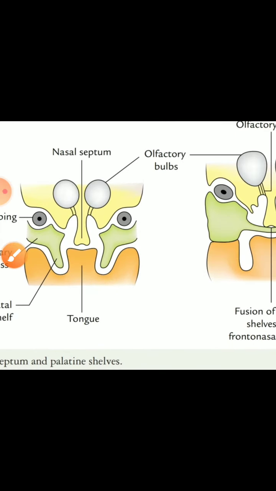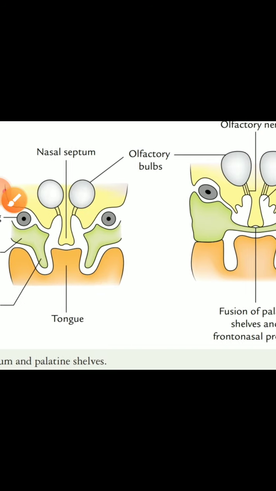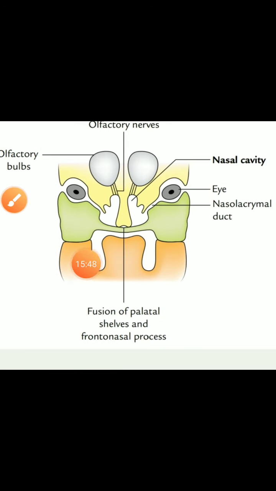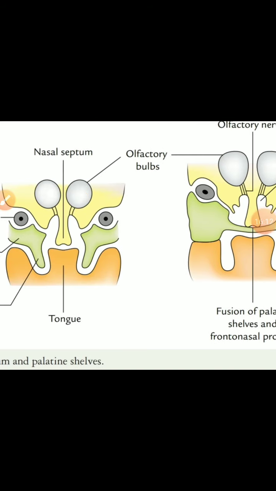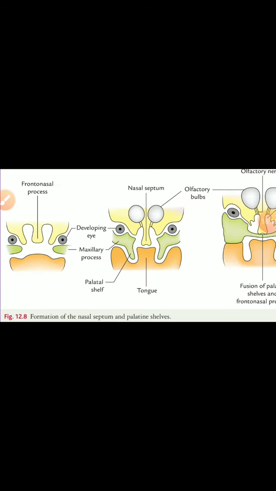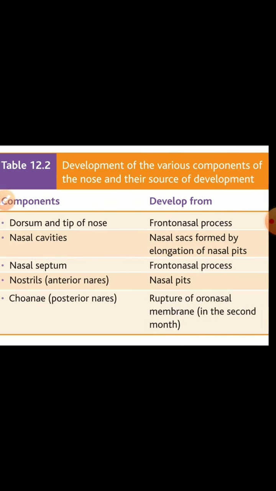So this is what you can see clearly. This is the tongue with the olfactory bulbs that you can see. So this is how slowly there is formation of the palate. Fusion of the palatal shelf of the frontonasal process forms the nasal septum, and lateral to that is the nasal cavity. There is a connection between the eyes and the nasal cavity, which forms the nasolacrimal duct. So these are the different stages in formation of the nasal septum and shelves.